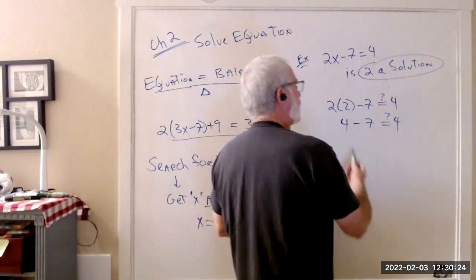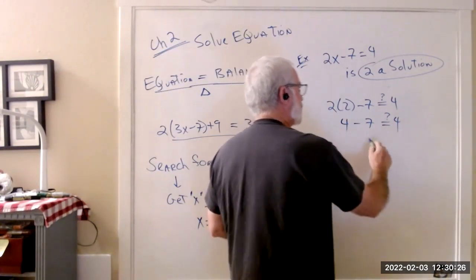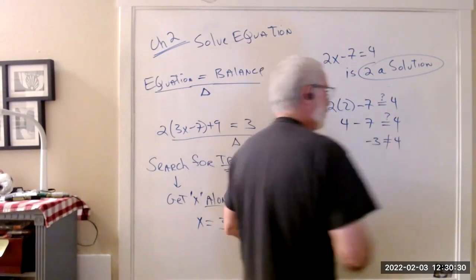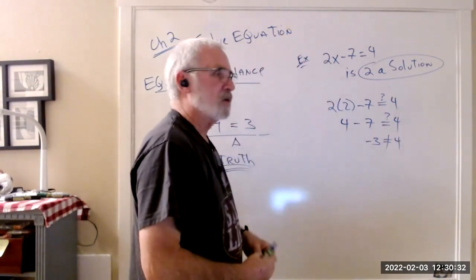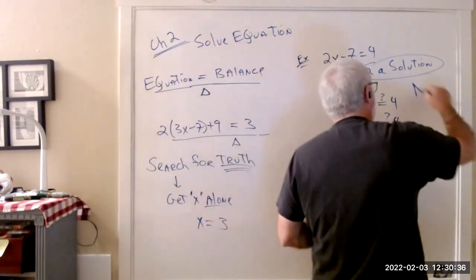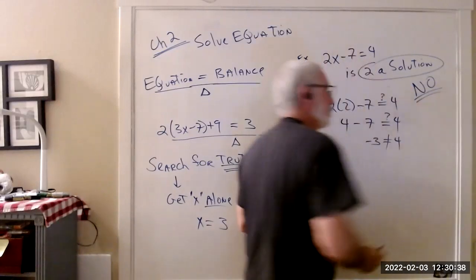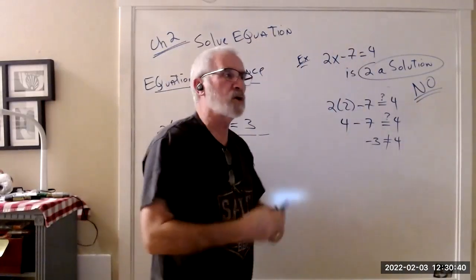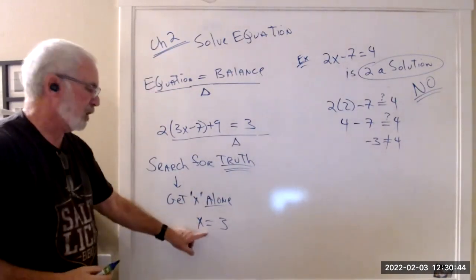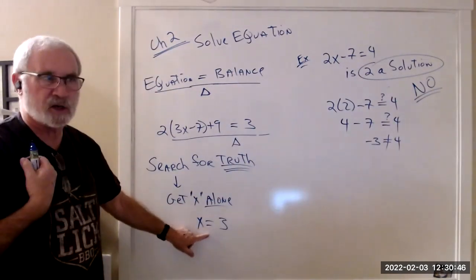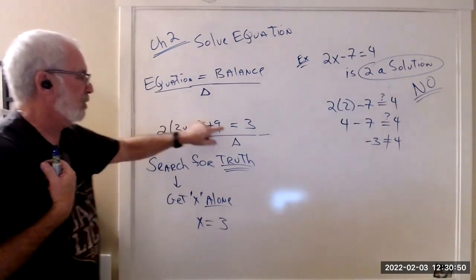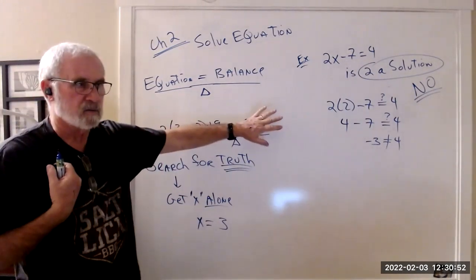But if you want to finish it, 4 take away 7 is -3. -3 certainly doesn't equal 4. So is 2 a solution? Not in this problem. No. A solution makes it true. A solution means when you plug that answer in, what you think is your answer, into the original problem, the left side will equal the right side.